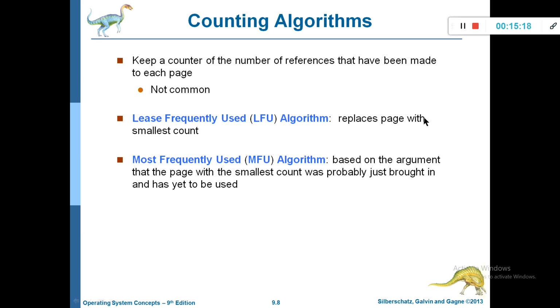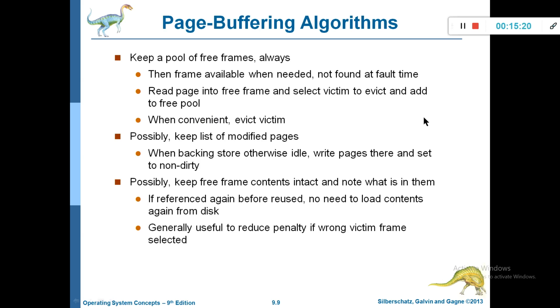Another method we are using here is the page buffering algorithm. Keep a pool of free frames always, so a frame is available when needed, not found at fault time. Read the page into the free frame, and select the victim page to evict and add to the free pool. When convenient, evict the victim. Possibly keep a list of modified pages; when the backing store is otherwise idle, write the pages there and set them to non-dirty.